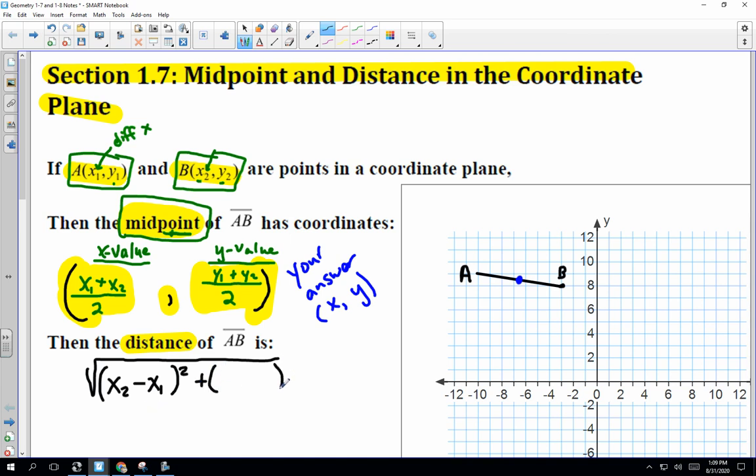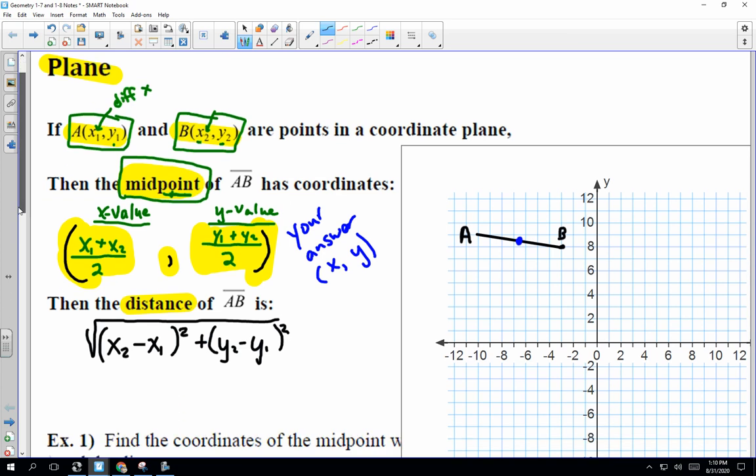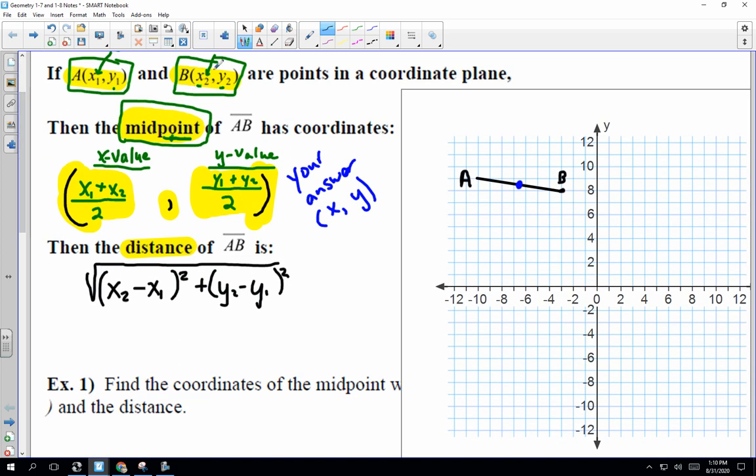Then we're going to take our second y coordinate minus our first y coordinate, and we're going to square that. We're going to do this in our calculator and write the number down. Then we're going to add the x coordinate subtracted squared with the y coordinate subtracted squared. Write that answer down. Then we're going to take the square root.